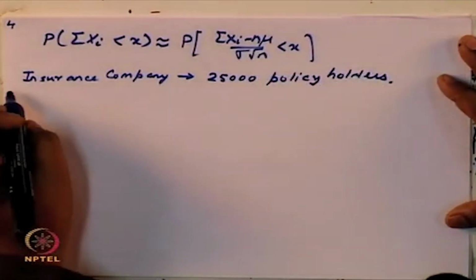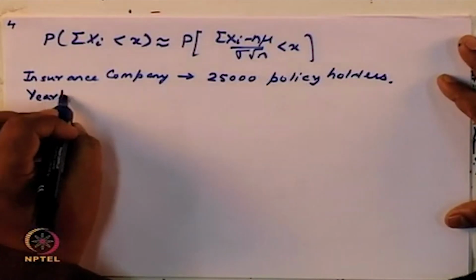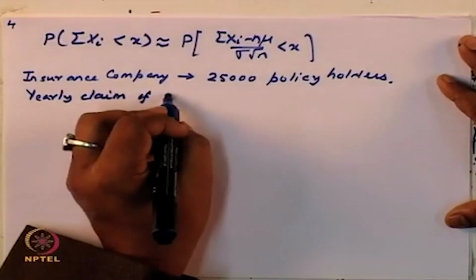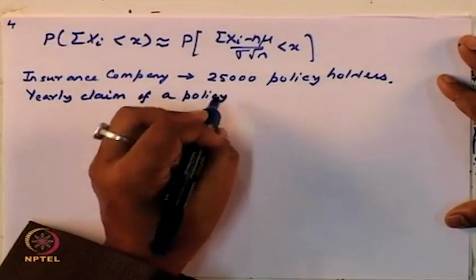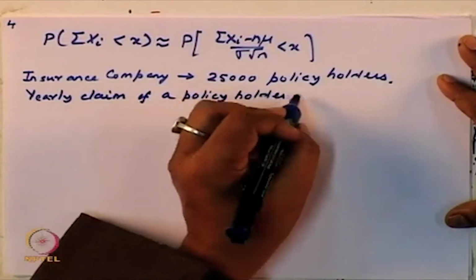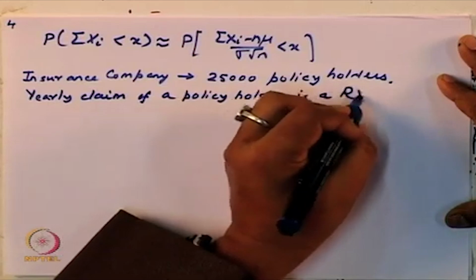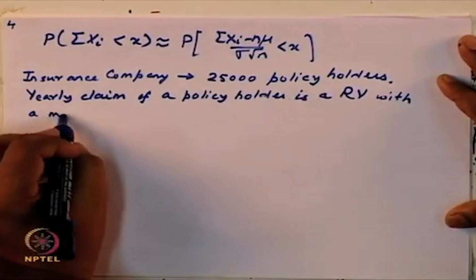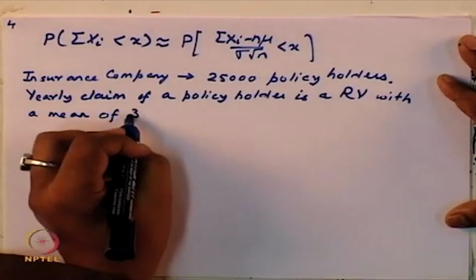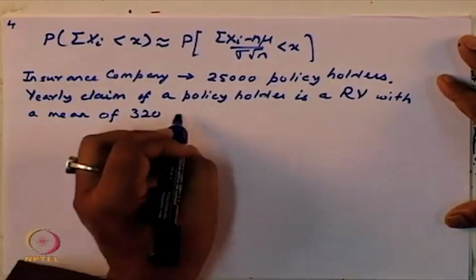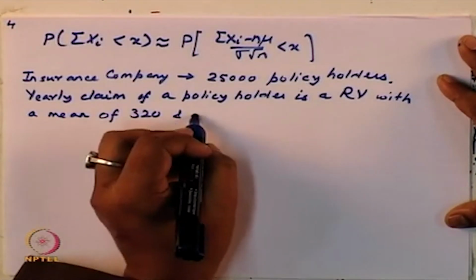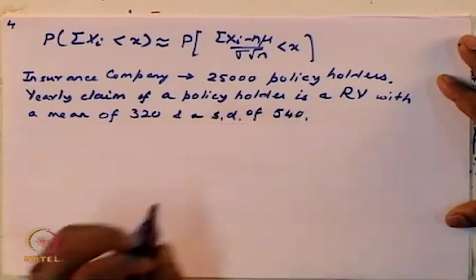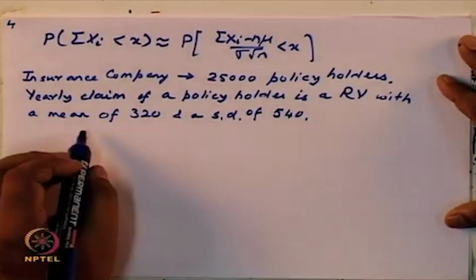Okay. So, the yearly claim of a policy holder is a random variable with a mean of 320, right, and standard deviation of 540. Okay. So, this is the background information.